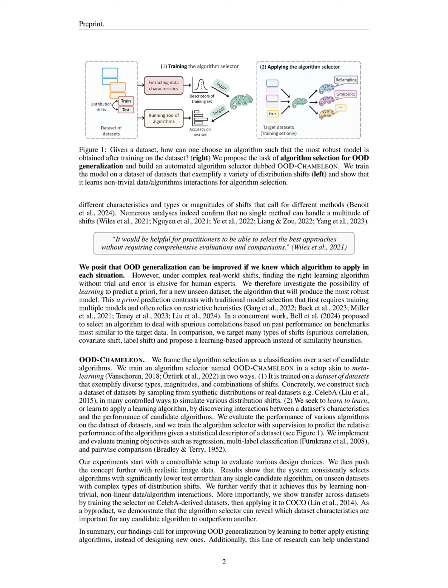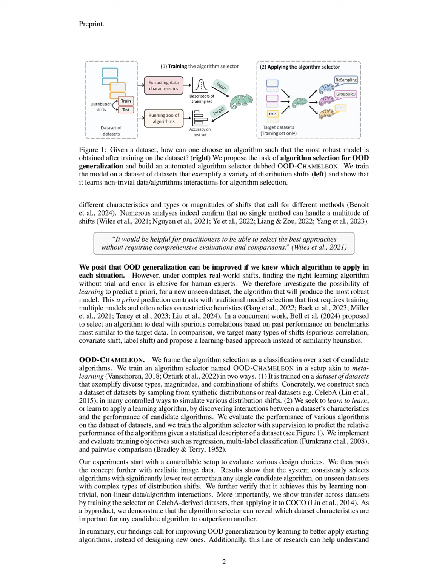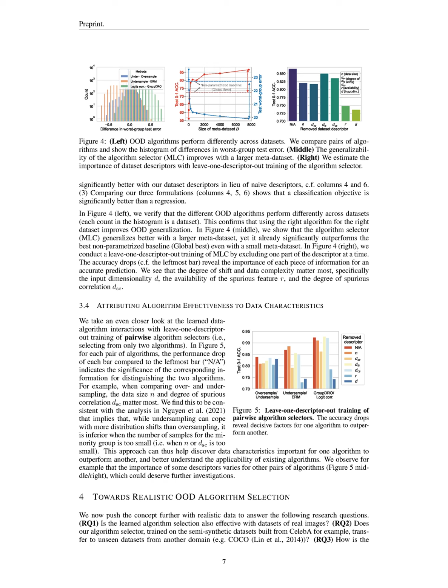It addresses the challenge of accurately predicting which algorithm will yield the most robust model for a new unseen dataset without relying on trial and error. The key types of distribution shifts that OOD-CHAMELEON focuses on include covariate shifts (CS), label shifts (LS), and spurious correlations (SC). By framing algorithm selection as a classification task and training on a diverse dataset of datasets that exemplify these shifts, OOD-CHAMELEON seeks to improve OOD generalization by learning the interactions between dataset characteristics and algorithm performance. This approach allows for better algorithm selection, tailored to the specific nature of the dataset at hand.